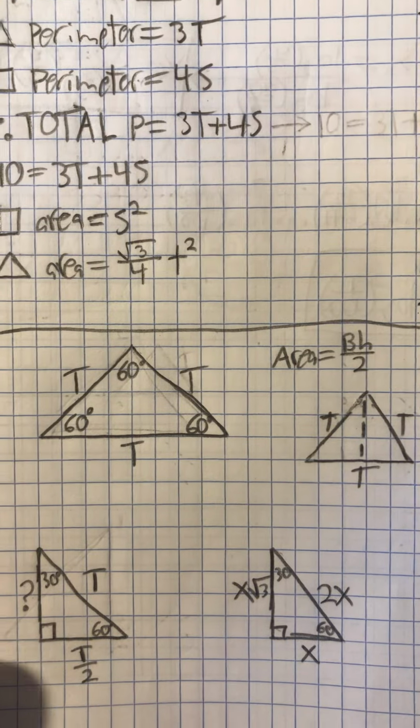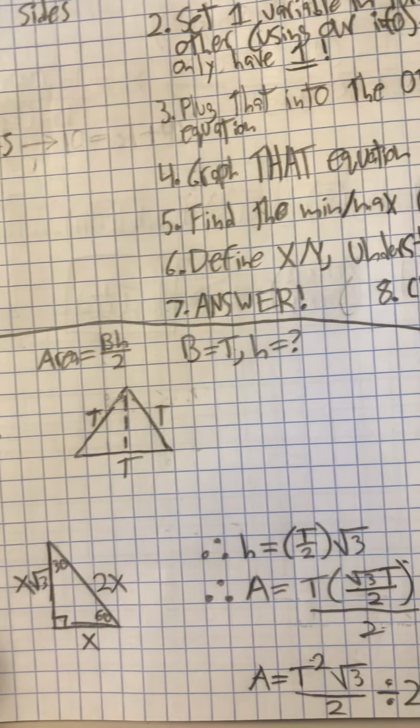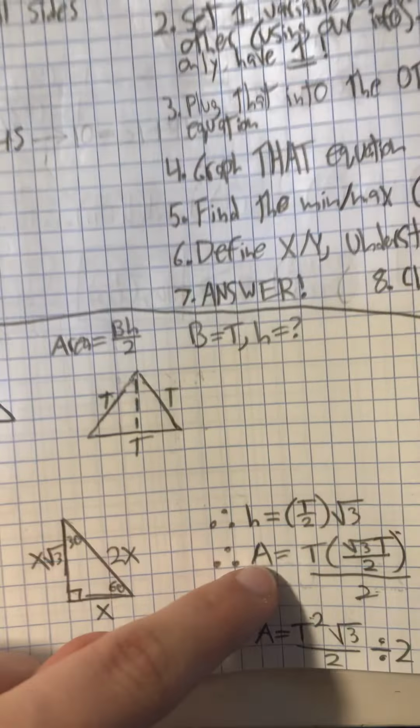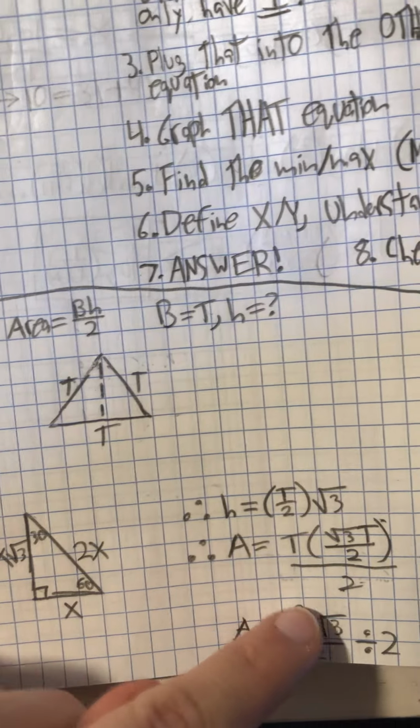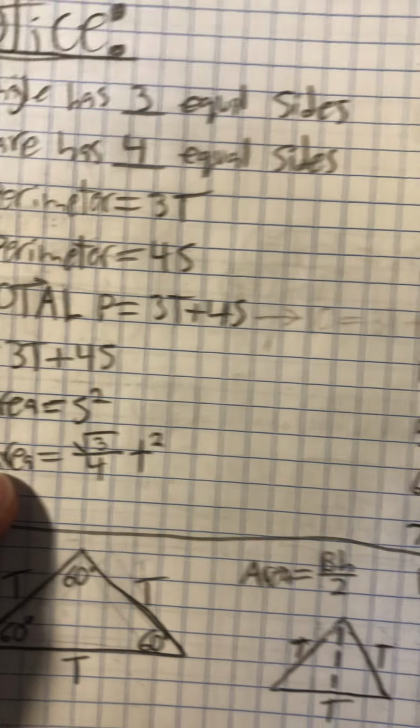So now we can do root 3 times t over 2. Root 3 times t over 2 is your height, times your base of t, and you get t squared root 3 over 2 divided by 2, and you would get t squared root 3 over 4. So that's how we get the area of an equilateral triangle.